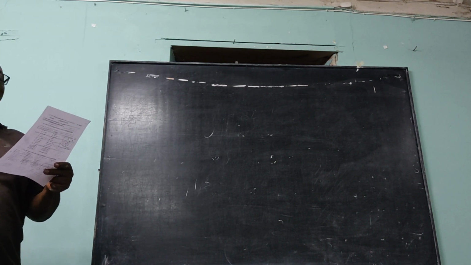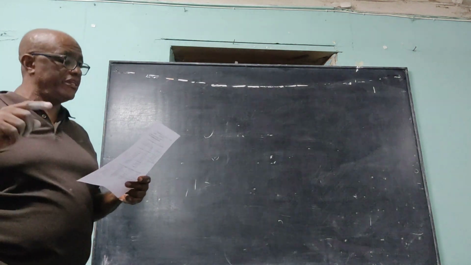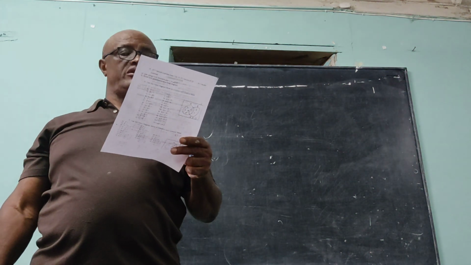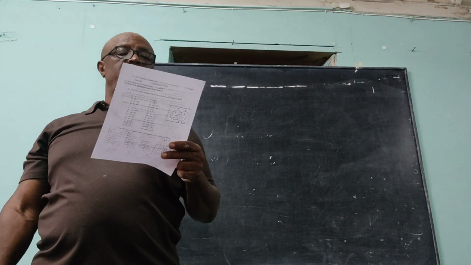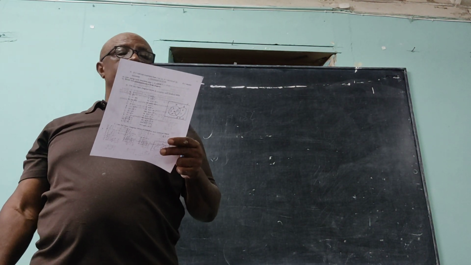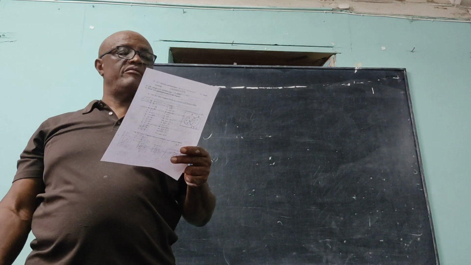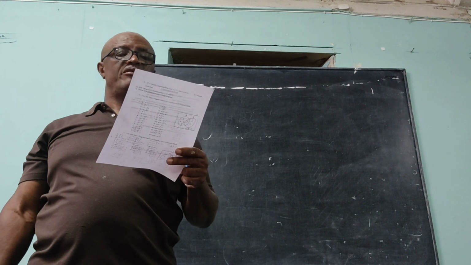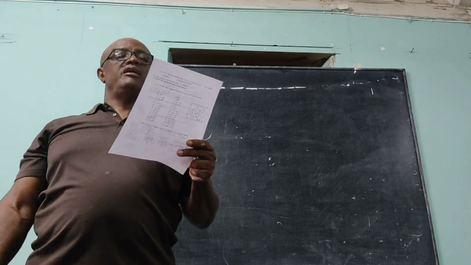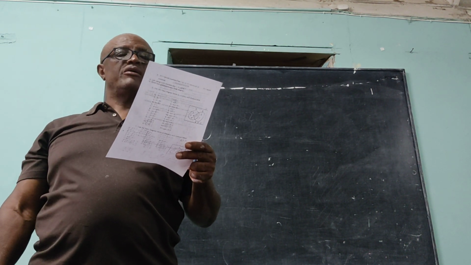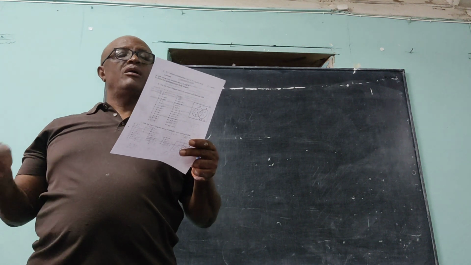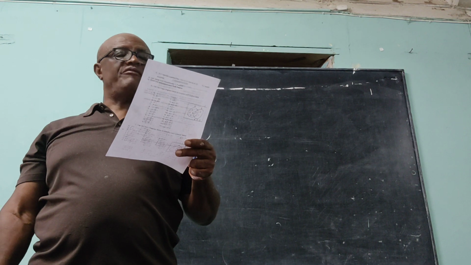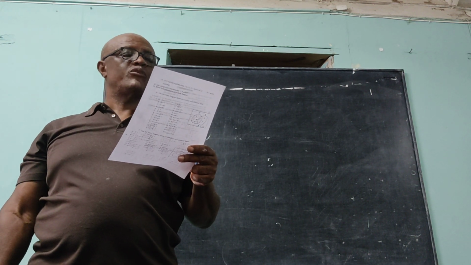State whether each set is finite or infinite. A. A set of odd numbers. Infinite. Yes. B. Prime numbers less than 10. Finite. Yes. C. Days of the week. Finite. Correct. D. Even numbers. Infinite. Correct. And E. Multiples of 3. Infinite. Good. So I'll finish those quickly.